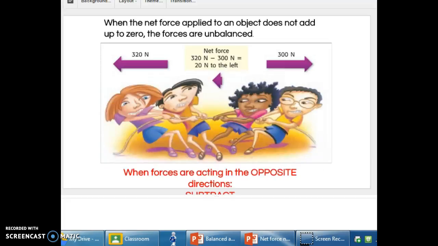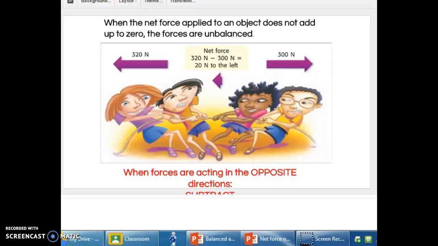Okay, so here we have an example of a tug of war. Here we have the group that is pulling to the left, pulling 320 newtons, and the group pulling to the right is 300 newtons. Those are opposite, so what do you do? You subtract. When you subtract, you get 20 newtons of force to the left. So the group on the left is winning. So this would be considered unbalanced.